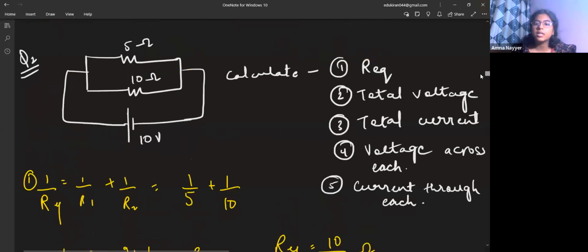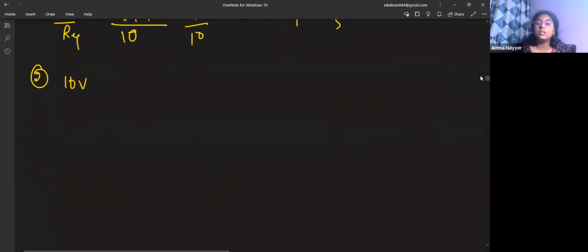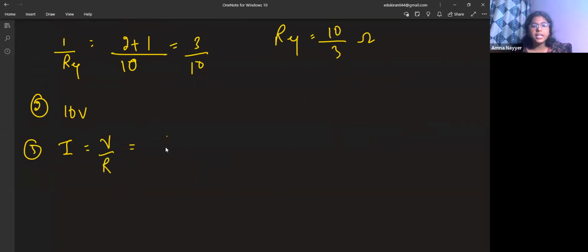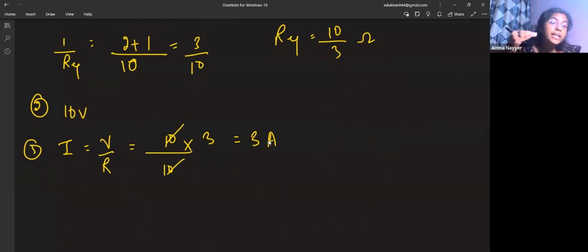Third, total current. See, total voltage we have, total resistance we have. So can't we find out the total current? V is equal to IR, so I will be equal to V by R. What is V? 10. What is R? 10 by 3. We have 3 ampere. So 3 ampere is the total current that will get divided between the 5 ohm resistor and the 10 ohm resistor.